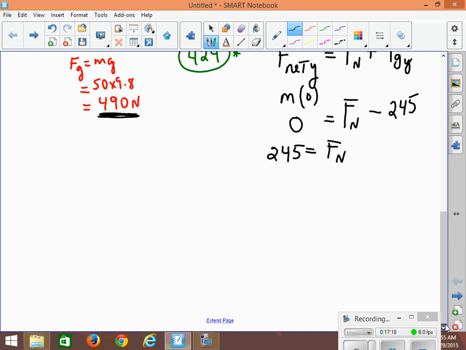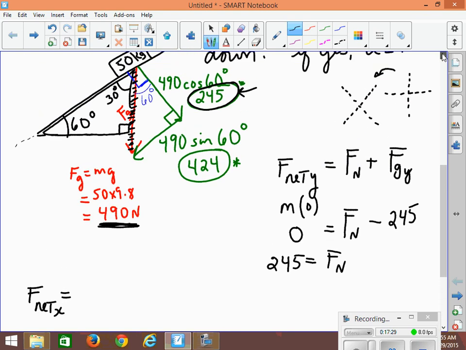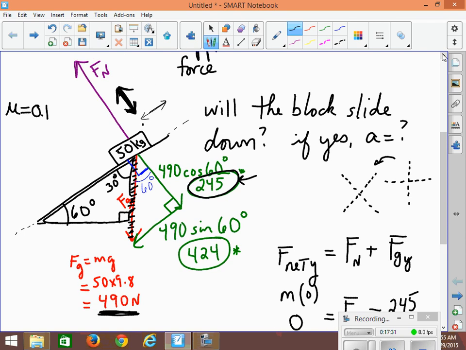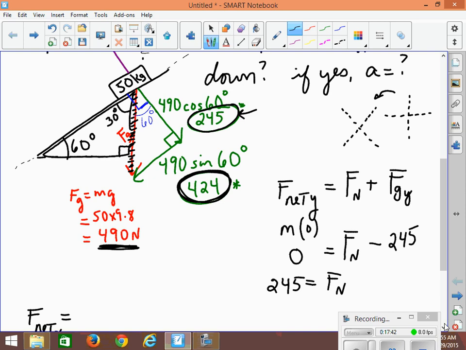Okay, so let's do Fnet x and see what happens. If you look at the picture again, there are only two forces acting. In fact, there's only one force I can see acting on the x, and it is this value. It is the other part of gravity that's pulling us down the slope, which is our new x direction. There's simply only one force.